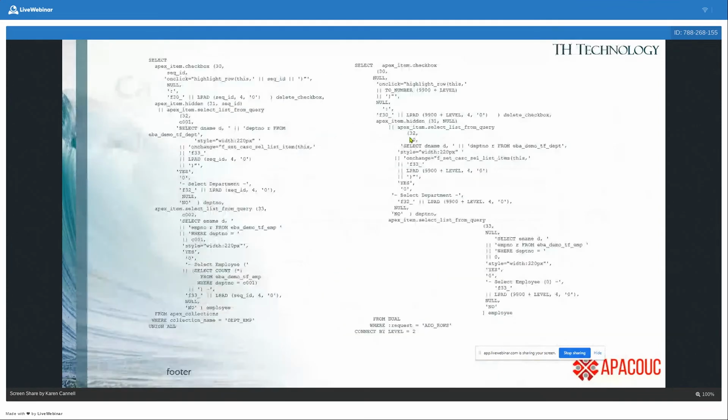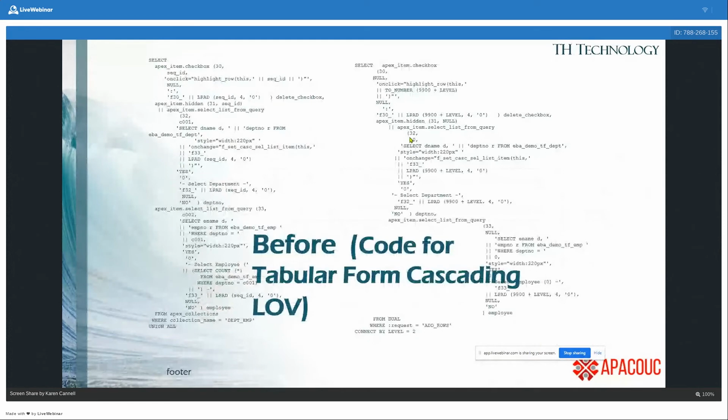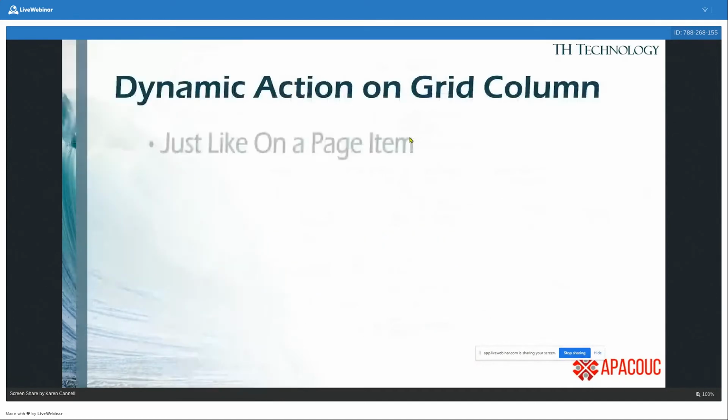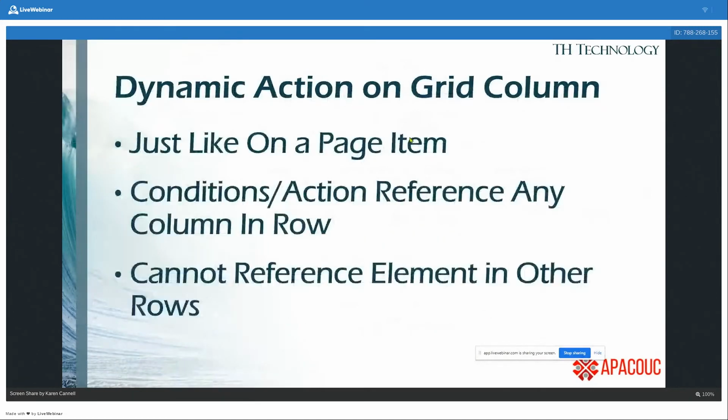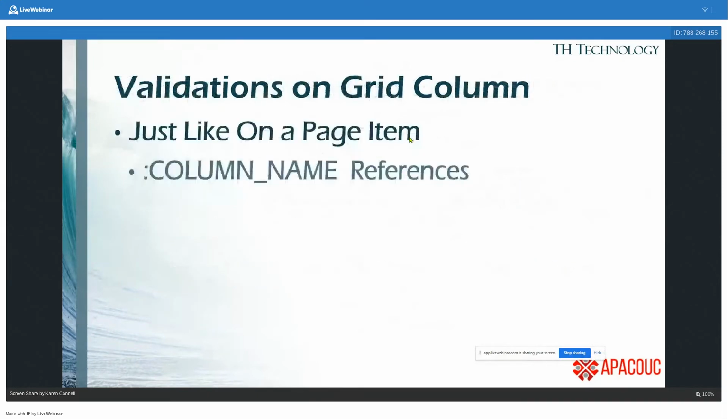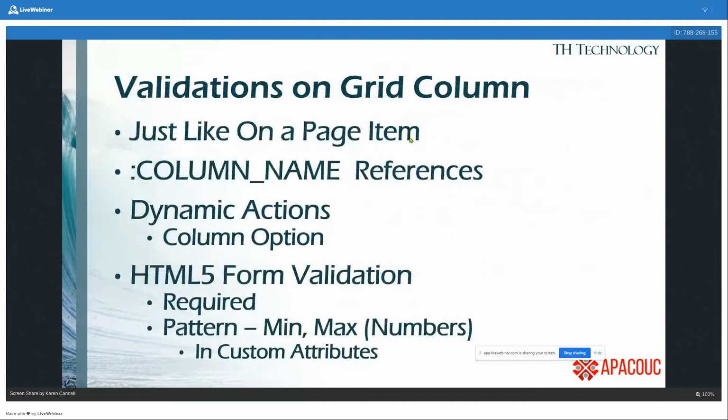We did the cascading list of values. Oh, by the way, if you did tabular forms to do a cascading list of values, that's the kind of code you used to write. That's what we write now. So we're happy. Dynamic actions are just like dynamic actions on a regular item. We need them in our validations. So the column name references all work. Dynamic actions on the column are great.